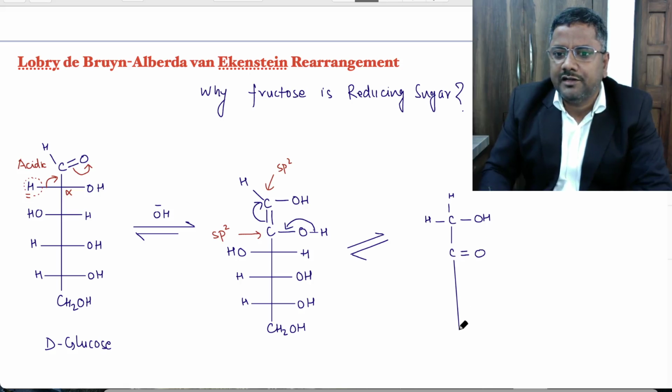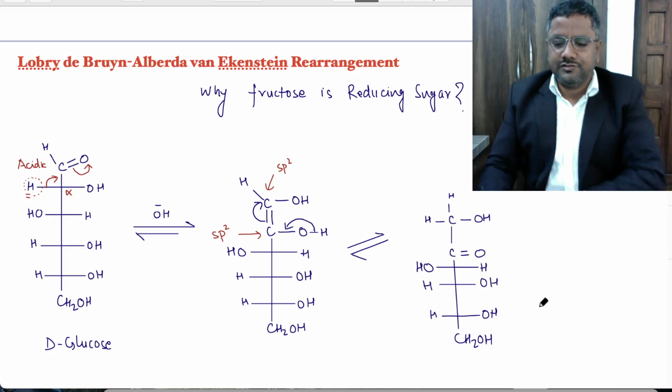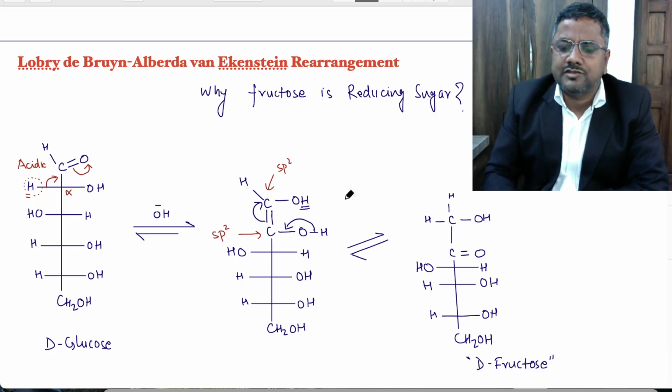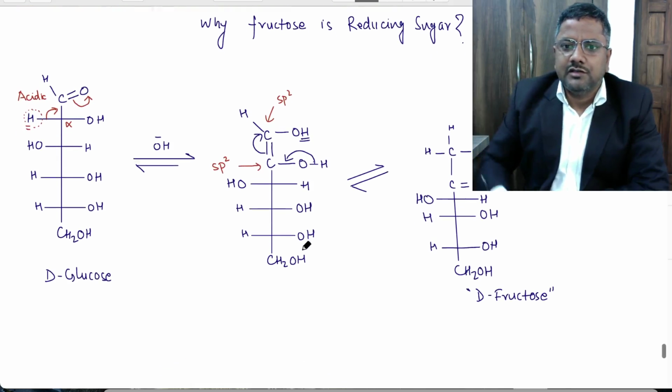So what are we getting? Basically, we are getting here fructose. We are getting here fructose, right? So this is D-fructose. And when this hydrogen is involved in the reaction, so what will happen?